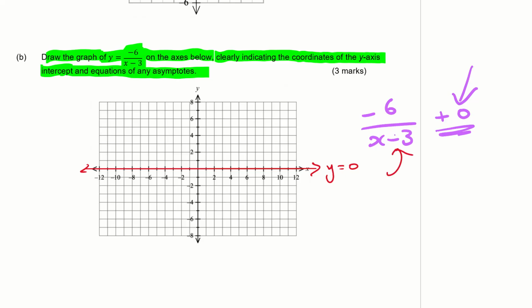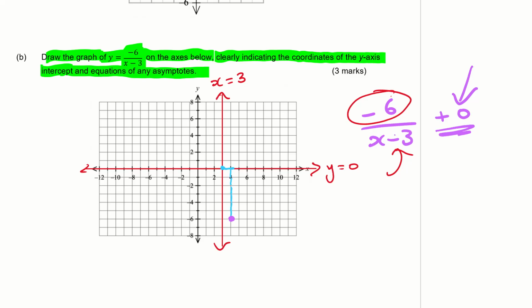The -3 in here means it's moved 3 to the right. So the vertical asymptote, which is normally the y-axis, is going to be moved across to x = 3. Now, the -6 means if we go to the point where those cross and go 1 unit across, we need to go 1, 2, 3, 4, 5, 6 to meet the curve again. So the curve is definitely going to go there.